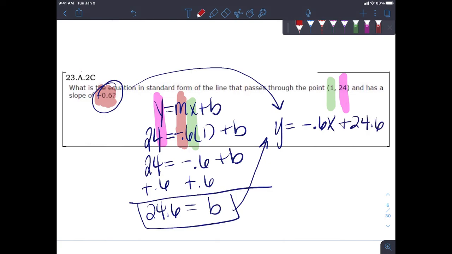Now, they are asking us for standard form. Okay? Standard form means ax plus by equals c. So I need to rearrange this to have my x and y on the same side, and that a value needs to be positive and a whole number. Okay? So I'm going to go ahead and move that 0.6x over.